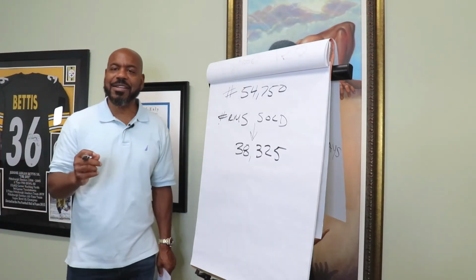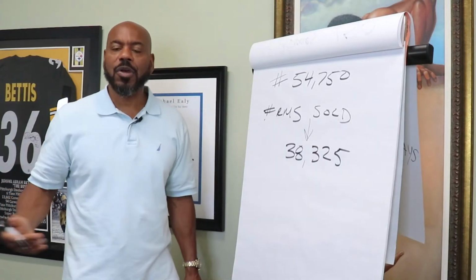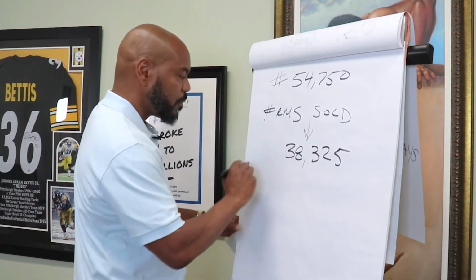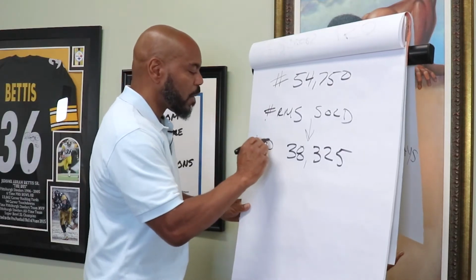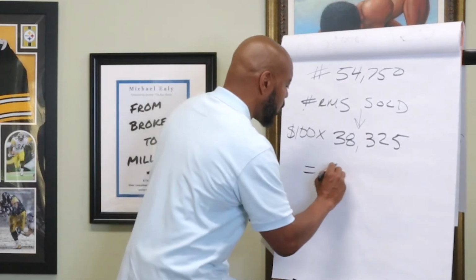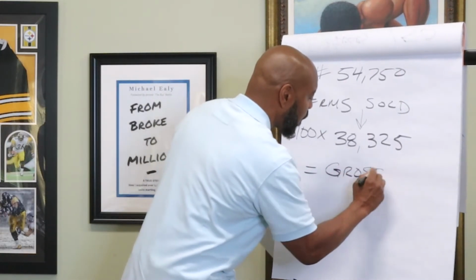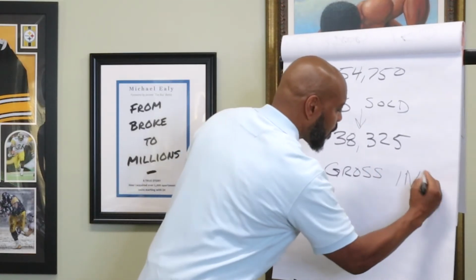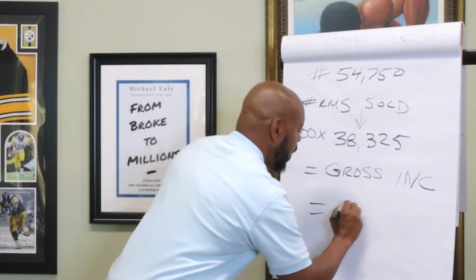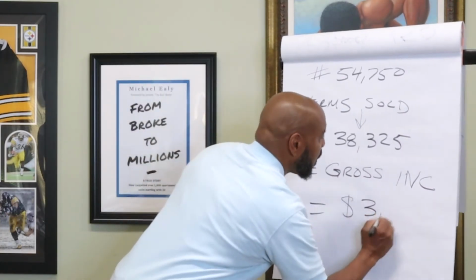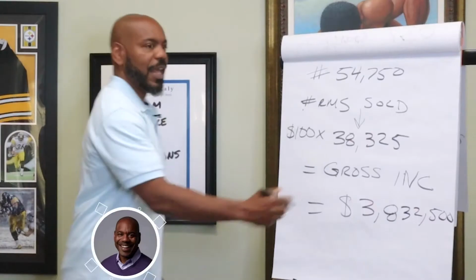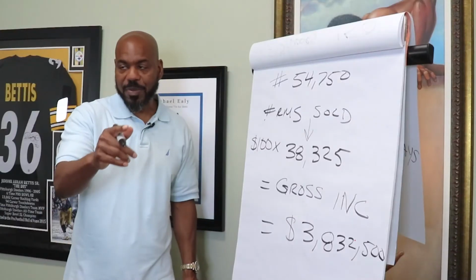Now, the next step, what's the gross income? Well, simply all you do is take that $100 that we talked about, which was the ADR, and you multiply it times that. That's going to give you your gross income, right? So the gross income for the year is $3,832,500. That's the gross income for the year. I hope you're rolling with me. I think you got it.